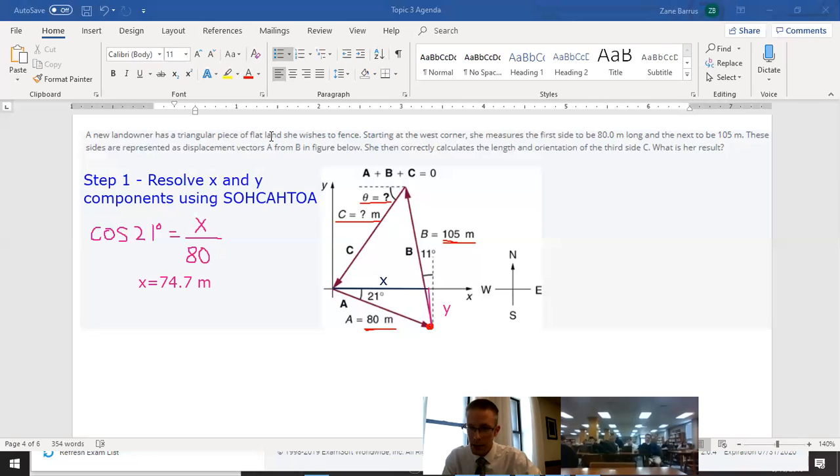Similarly, I can figure out what my y component is using sine. Because remember, sine in SOHCAHTOA stands for opposite over hypotenuse. So my sine of 21 degrees is equal to my y component over 80 as well, because that's my hypotenuse. That hasn't changed. So when I type this in my calculator, if I'm trying to get y by itself, all I have to do is multiply that 80 over, just like before with the x. So sine of 21 degrees times 80 gives me a y of 28.7.